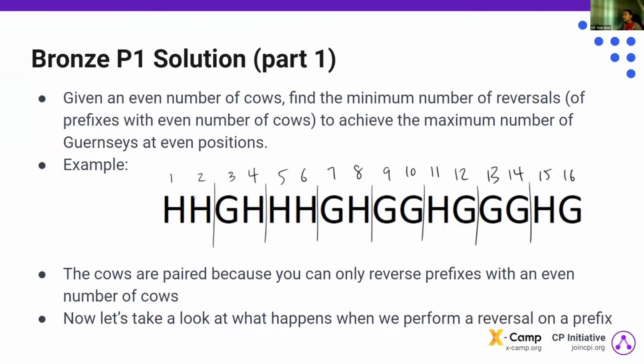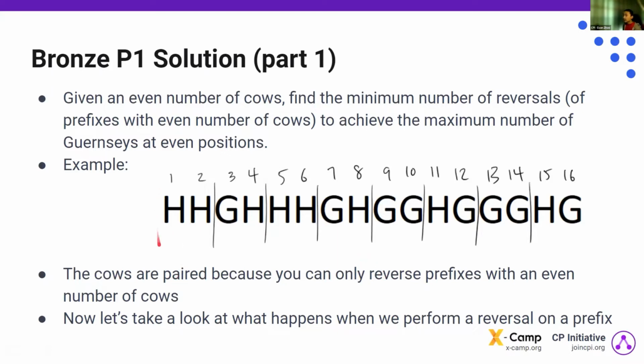In the input, they're going to give you a string of letters. Each letter is either a G or an H. A G is a Guernsey, H is a Holstein, however you pronounce it. For example, this could be the input string. As you can see here, I've numbered the cows from 1 to 16, and I've separated them into pairs, because you can only reverse prefixes with an even number of cows.